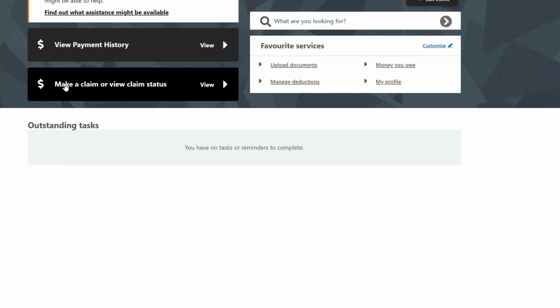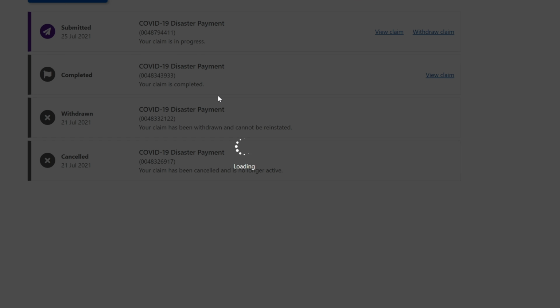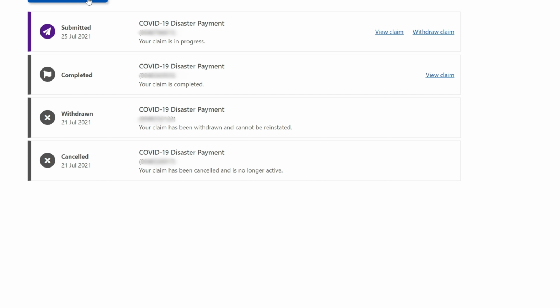Then there will be a section called make a claim or view claim status. So you just click here, then click on make a claim, and then you can start your process. As you can see, I've already placed one of my claims and I've received the first payment, and my second claim is in progress. It takes up to 3 days, or may take more than 3 days, for a claim to be processed, and then you should receive your payment.